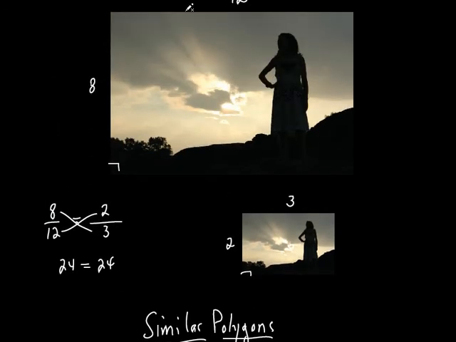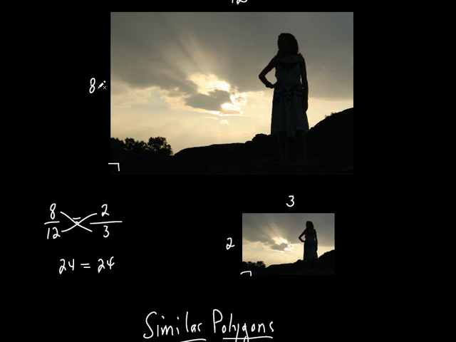And again, what does that mean? If I compare one side to another side, it's going to equal the same corresponding side to the other corresponding side. I could compare it a couple ways. I could go 8 to 12, and we just saw that that's equal to 2 to 3, isn't it?